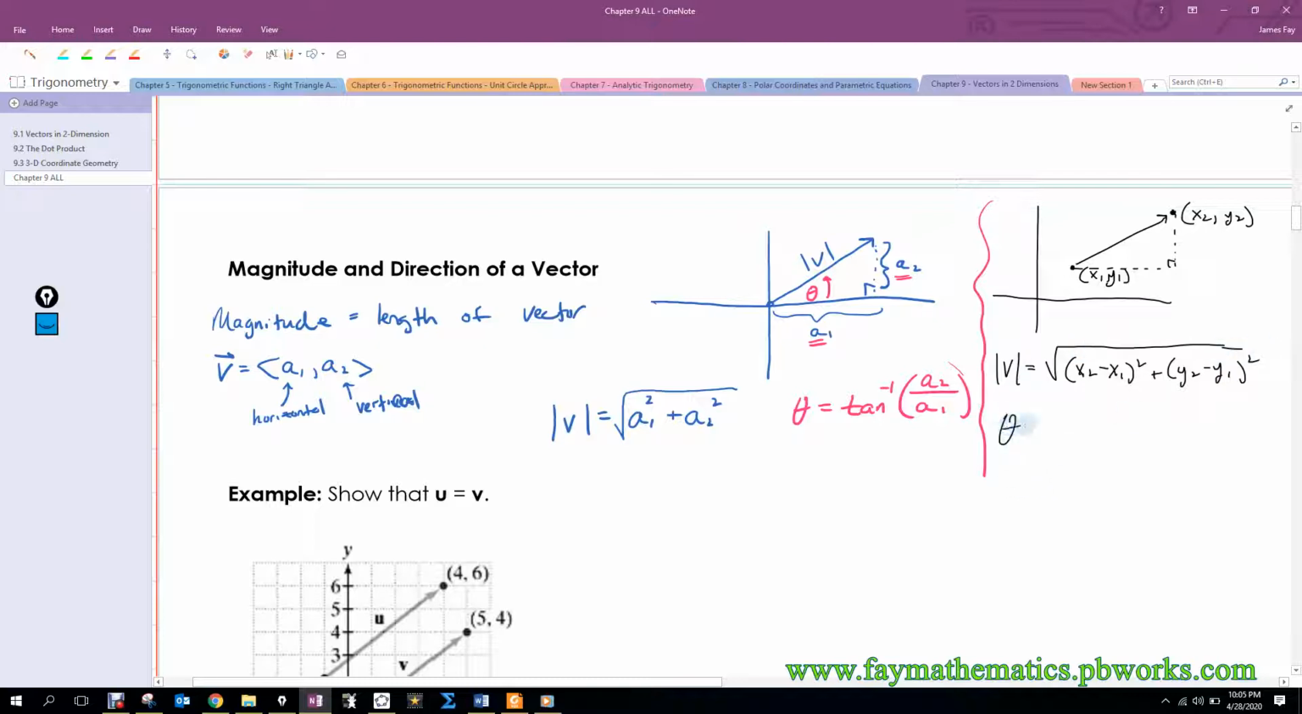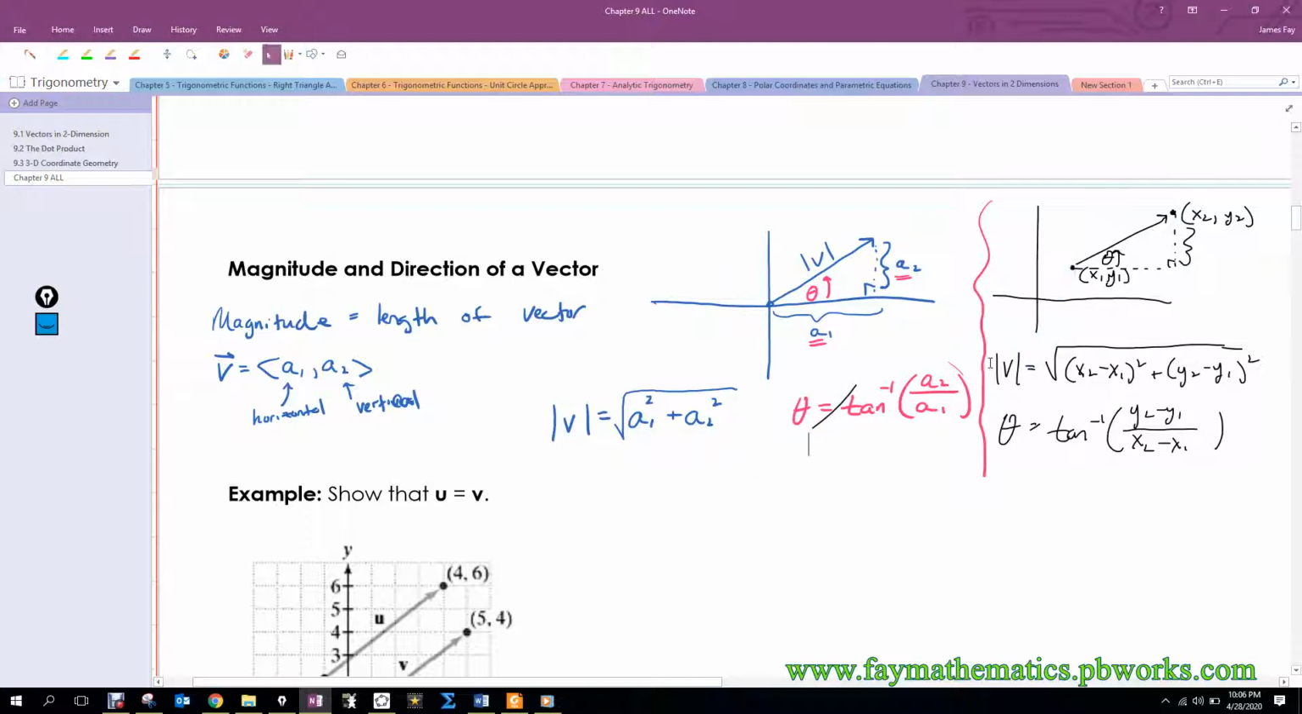And then theta in this case would still be that angle there. You have to insert a horizontal here. But theta now would be the tangent inverse of that distance there, which would be y2 minus y1, over this distance here, which would be x2 minus x1. So you might see varying situations where this might be appropriate or this might be appropriate.